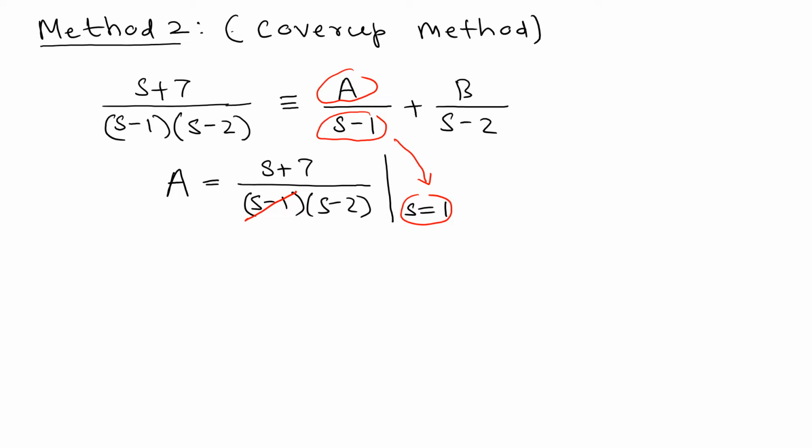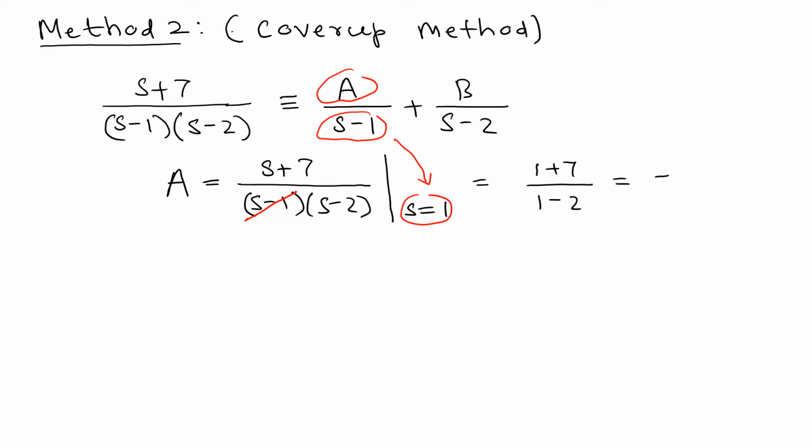So we cover up that term in the denominator, and for the rest of the term, we plug in the value that makes it 0. So that means you're going to get 1 plus 7 over 1 minus 2. That's what you get, and you can see this is going to be negative 8 over 1, which is negative 8. So that's the idea.